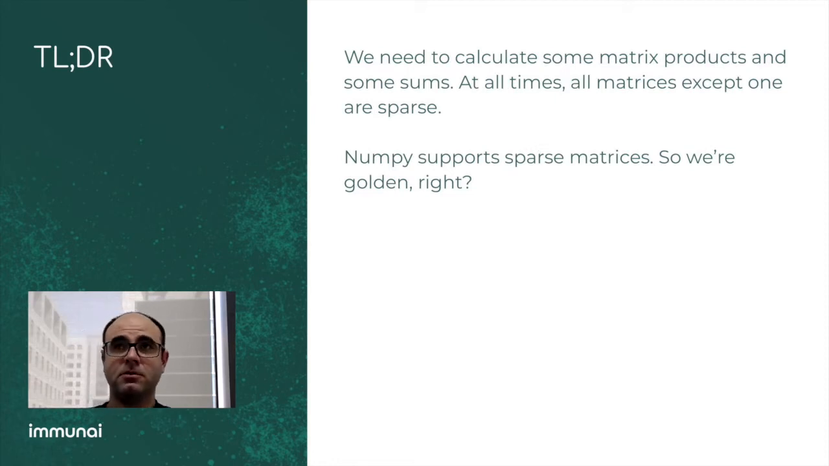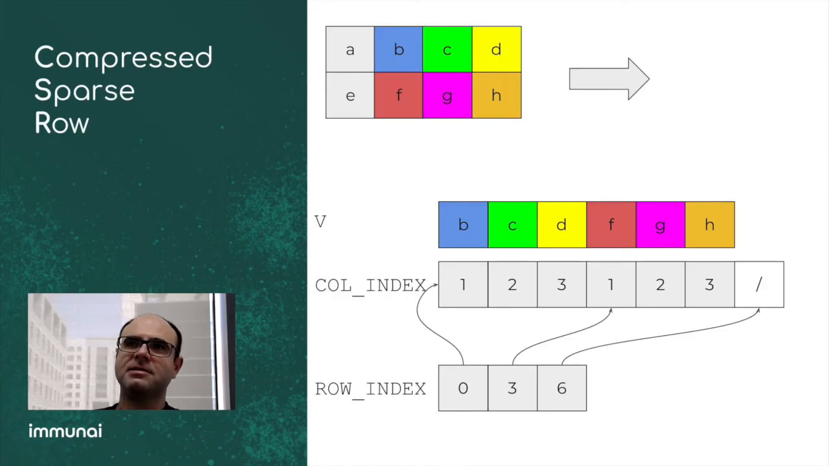Okay, so on the face of it, we have the matrix. It's super easy, it's sparse. And NumPy supports sparse matrices. So we're golden, right? So we just plug it into NumPy. We do some powers, some sums, and we're good, aren't we? Nah, we're not. Let's see exactly what NumPy calls a sparse matrix. So NumPy has two mainline formats for sparse data, which are compressed sparse rows, CSR, and compressed sparse columns, CSC.